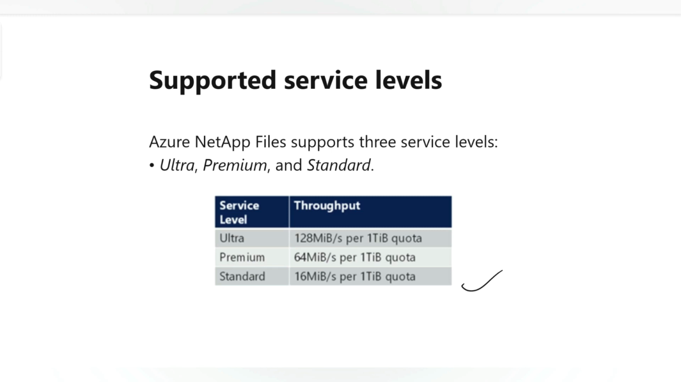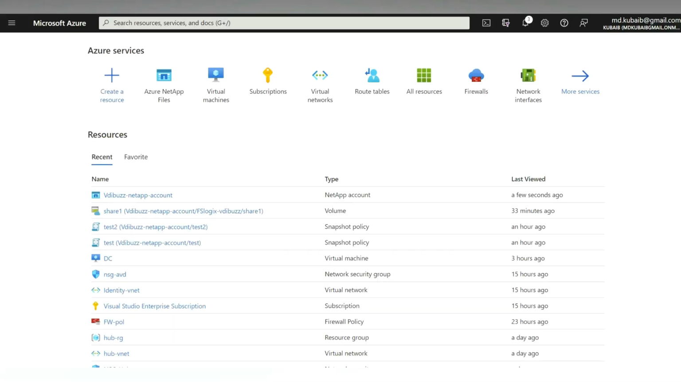Depending on your requirement, you can choose which service level you want to go with, and you always have the flexibility to change the service level at any time without any downtime. For example, let's say you selected Standard, and after 2-3 months you want to change it to Premium, you can do it, or you can change it to Ultra. You can change and also revert back. Let's say you're running on Ultra and you want to go back to Premium, that is also available.